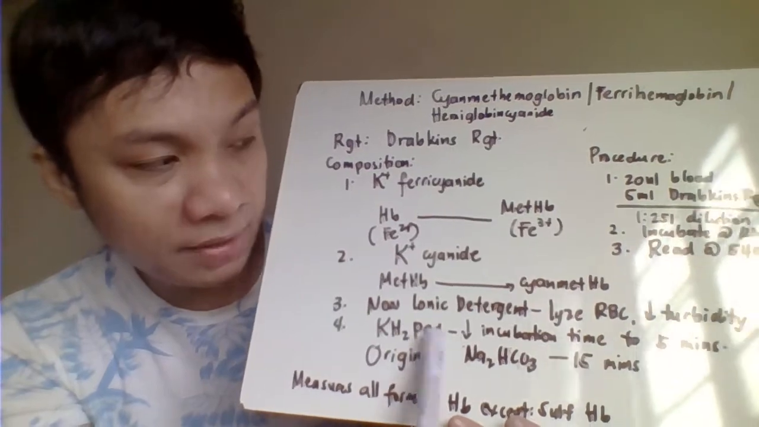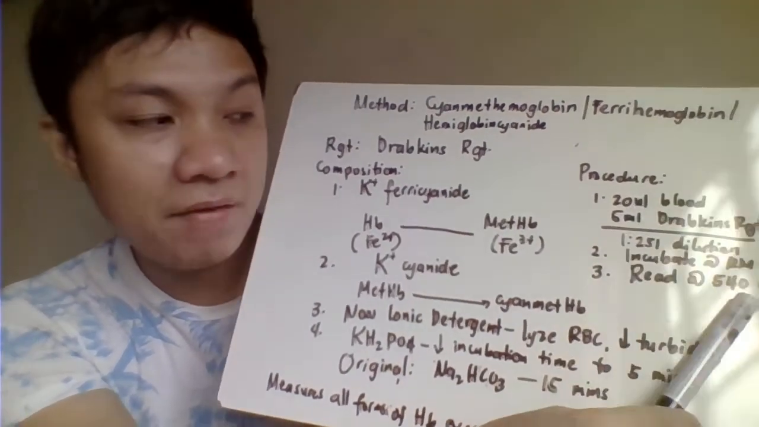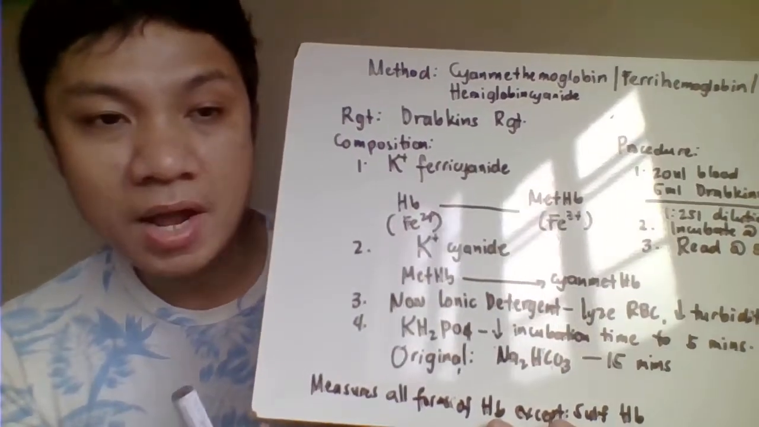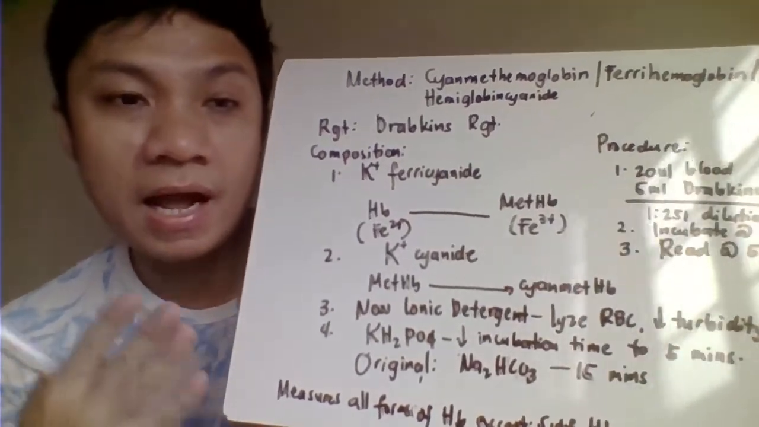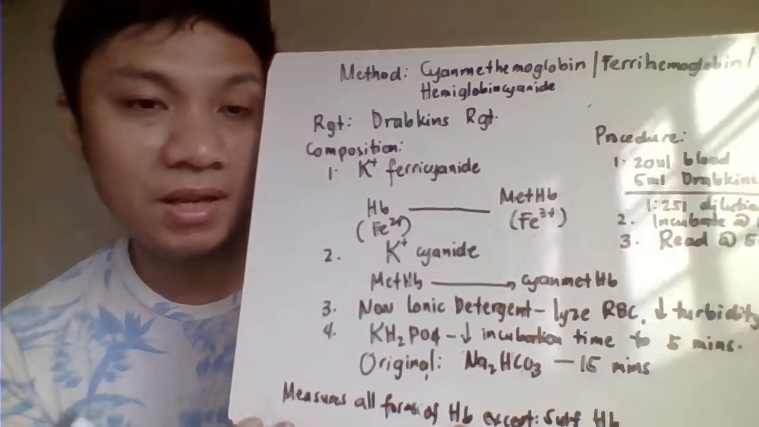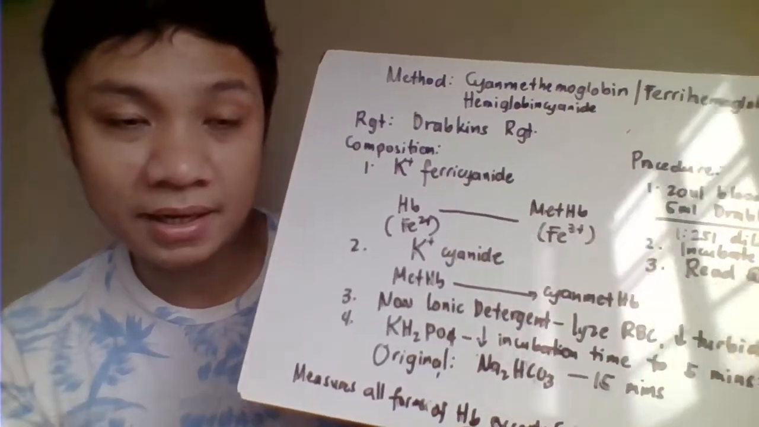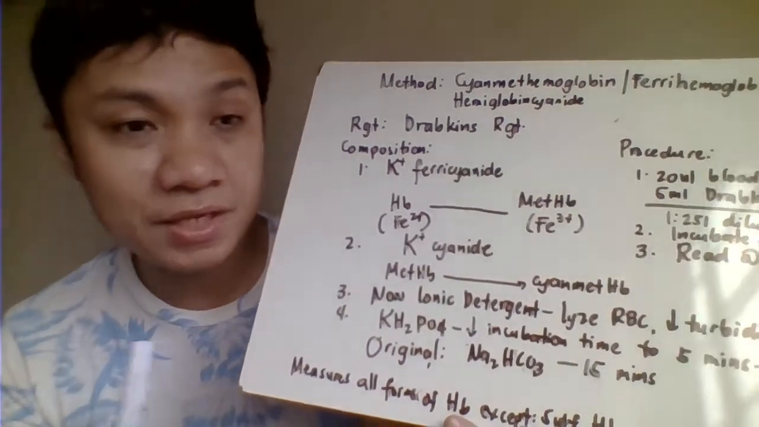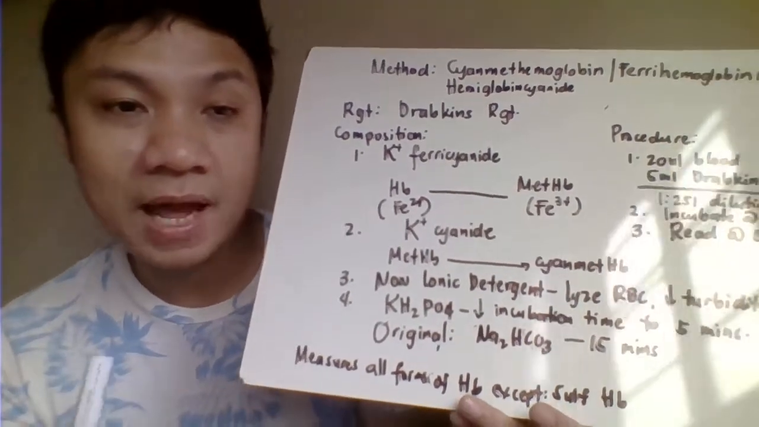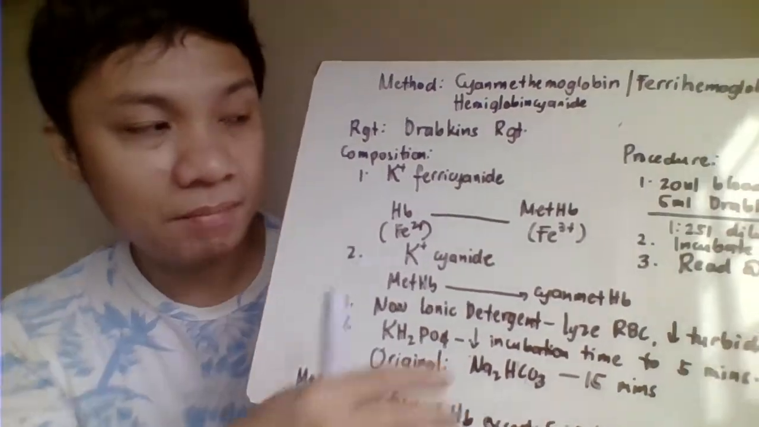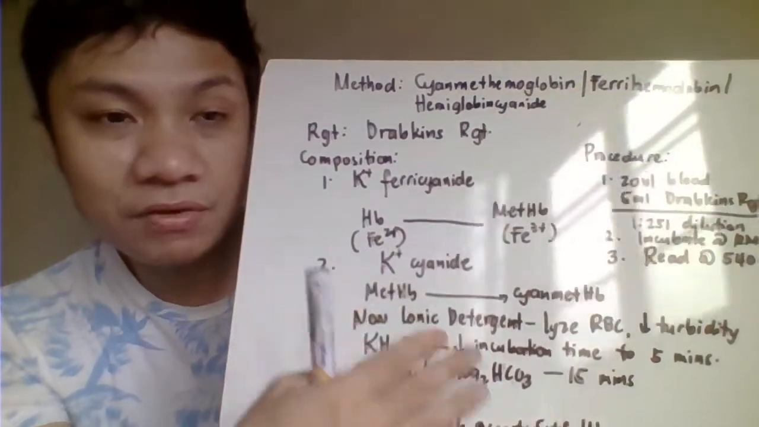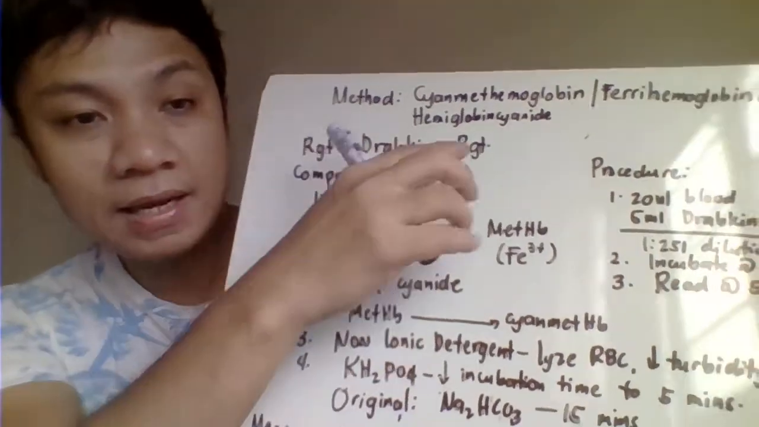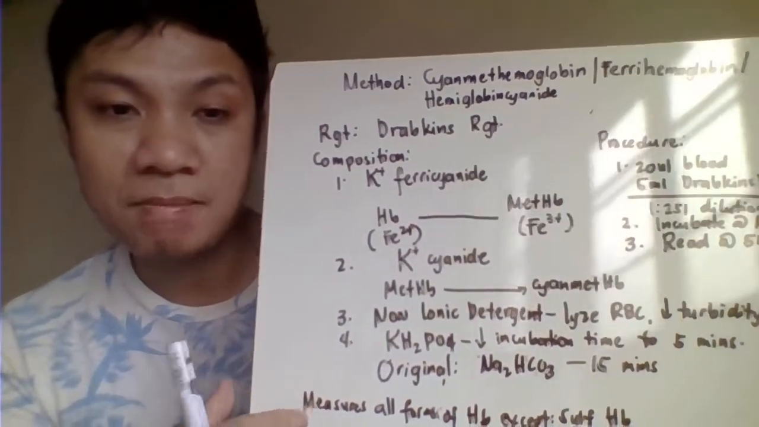Okay, because of this one, you read the result here at 540 nanometer wavelength of your spectrophotometer. Then try to obtain either the absorbance, or depending on your instrument, it could have a direct hemoglobin concentration na, or you could have your concentration lang or absorbance lang where you need to compute for that. But apparently this spectrophotometric method would allow you to measure your hemoglobin. And again, this is your cyanmethemoglobin method.